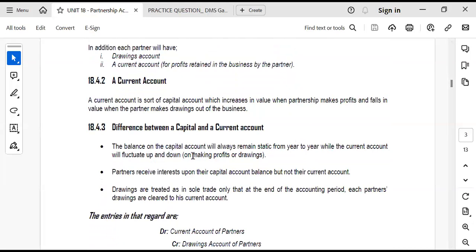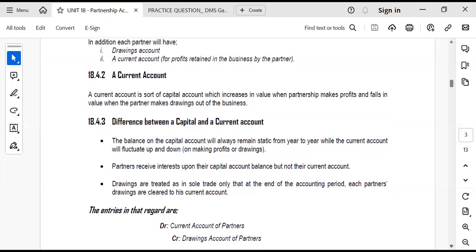This I've already explained. Partners receive interest upon their capital. In case partners have decided that they'll be earning interest on their capital, then it will be the capital that will be affected. Current, remember, is having movements, it's having profits, it's having drawings. So you're not going to charge interest on drawings that you don't know yet. You're not going to charge interest on profit that you don't know yet. But you can say that we shall charge interest on capital because you started the business when you had that money. So you know what the capital is, and you can always plan.